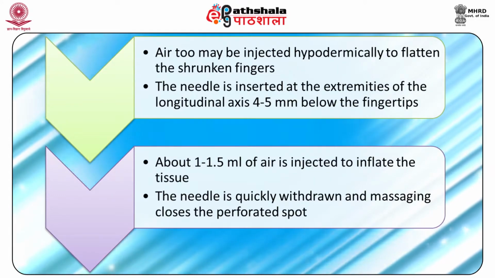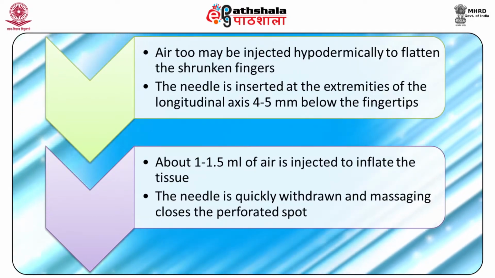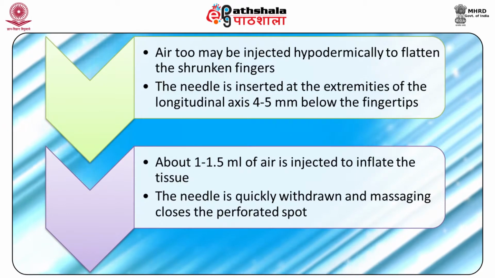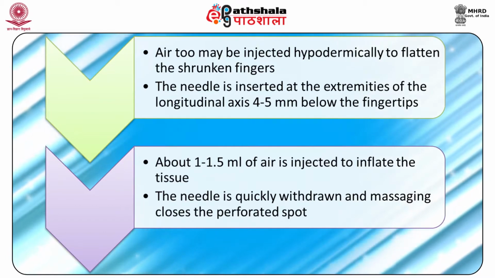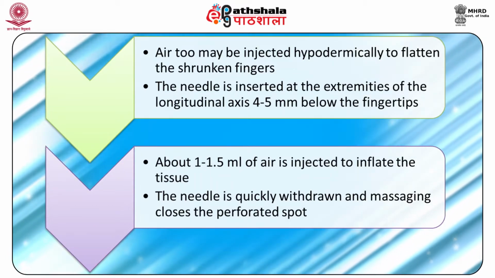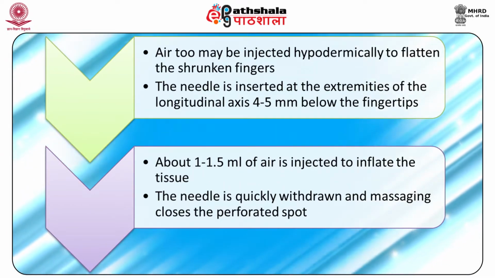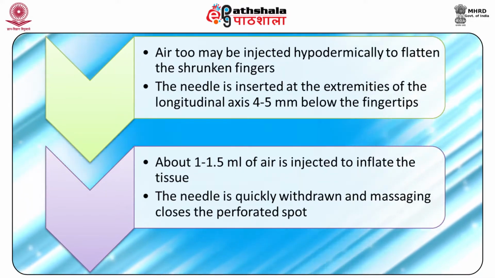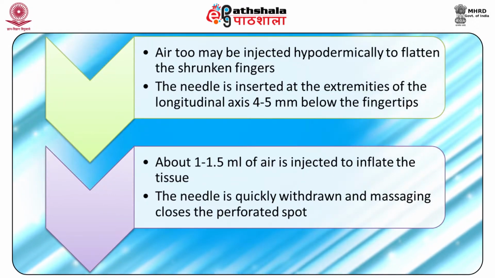Air too may be injected hypodermically to flatten the shrunken fingers. The needle is inserted at the extremities of the longitudinal axis of the finger, about 4 to 5 millimeters below the fingertips. About 1 to 1.5 ml of air is injected to inflate the tissue. The needle is quickly withdrawn and massaging closes the perforated spot.